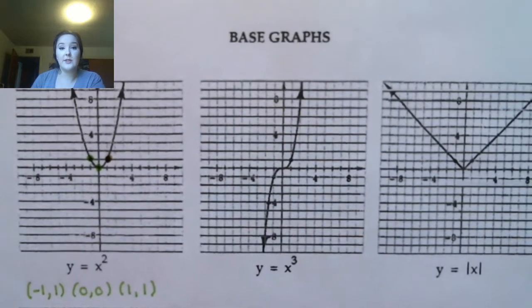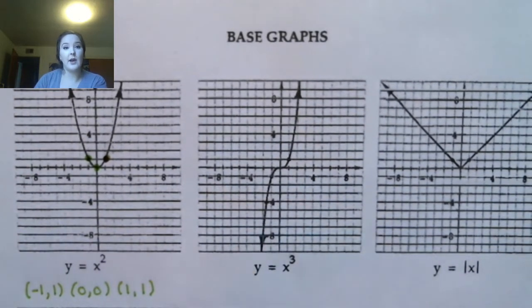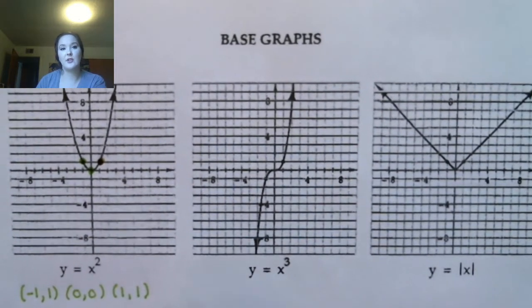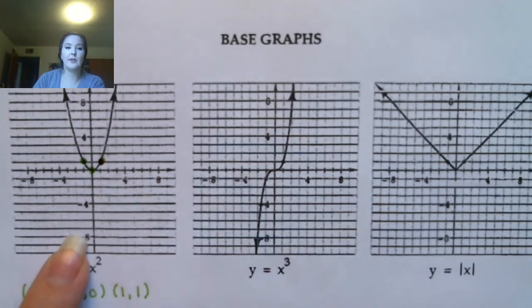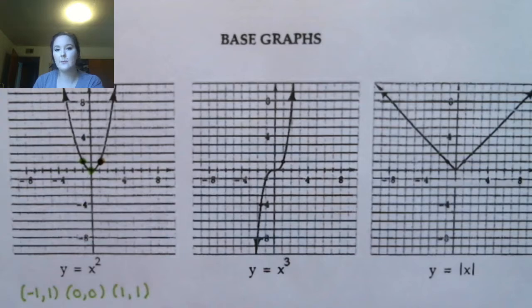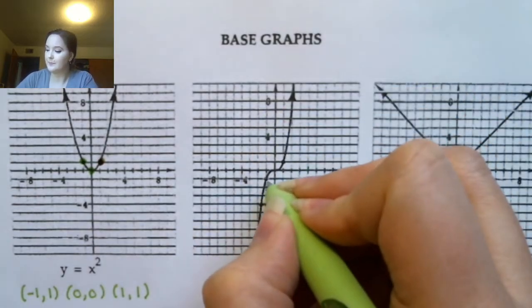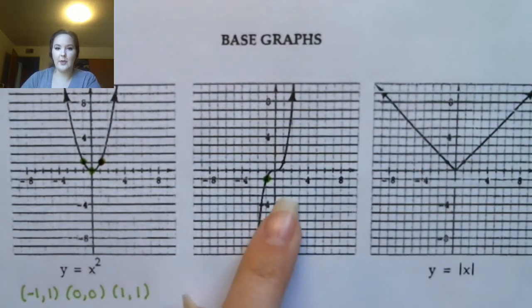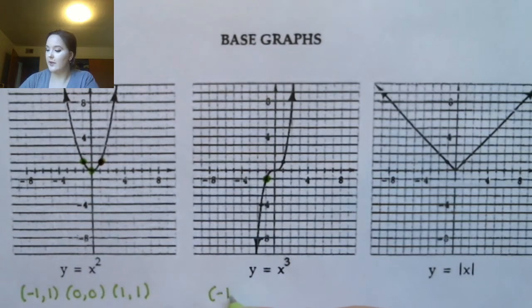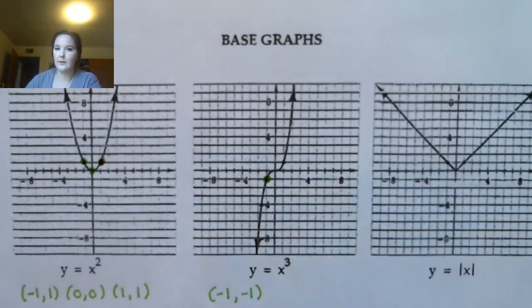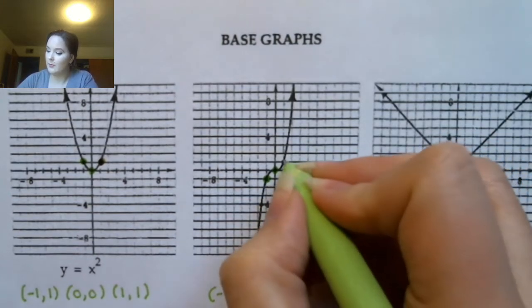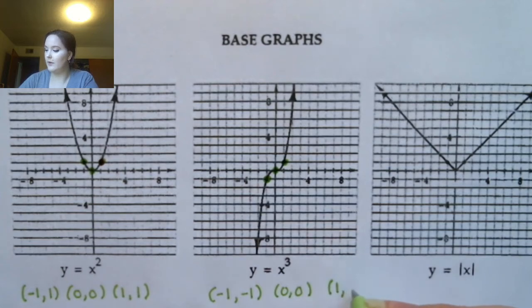You can see that there's other base graphs now, and so what we're going to talk about in this section and the next section is how to graph using transformations like we did for parabolas, but with all different types of base graphs. Our second base graph here is going to be y equals x cubed. My first key point is going to be this one that I've marked here, which is -1, -1. Then I'm going to have my key point here at the center, which is 0, 0. And my third key point here, which is 1, 1.